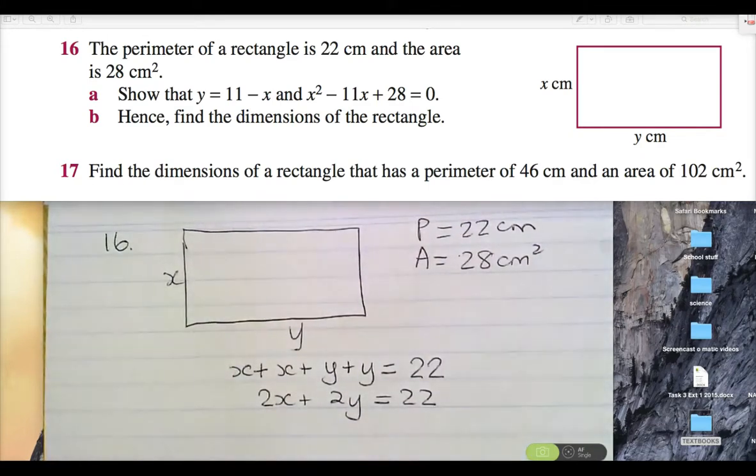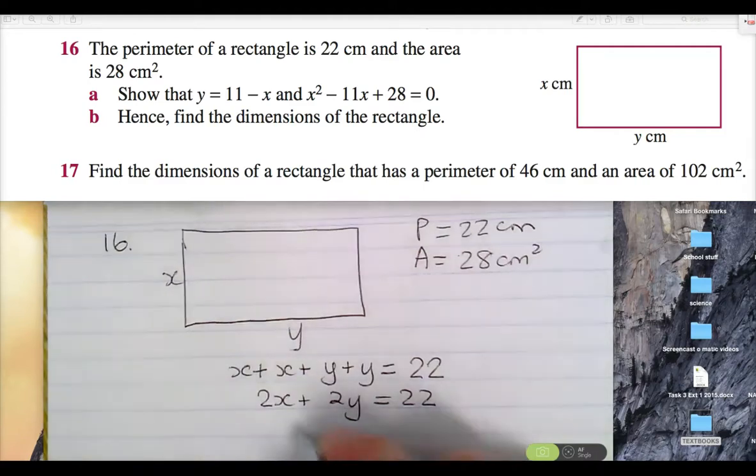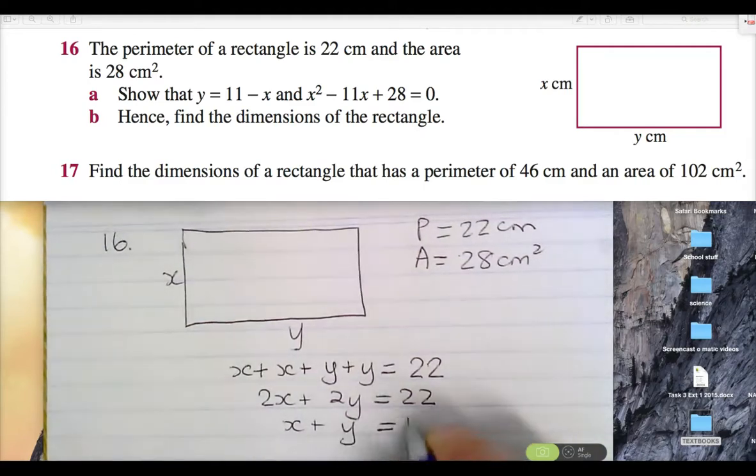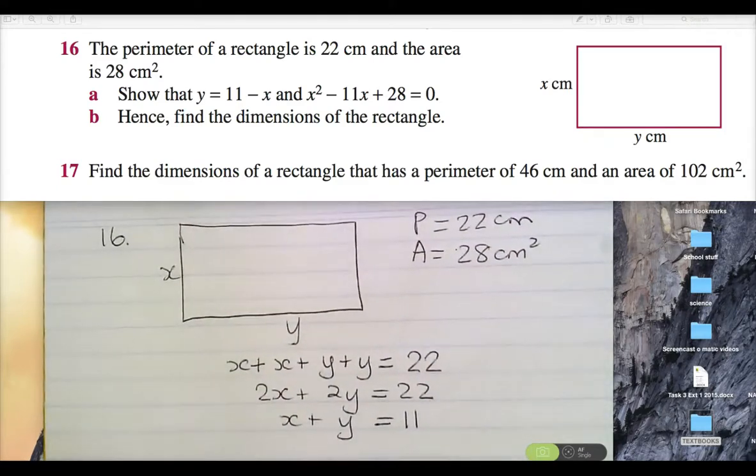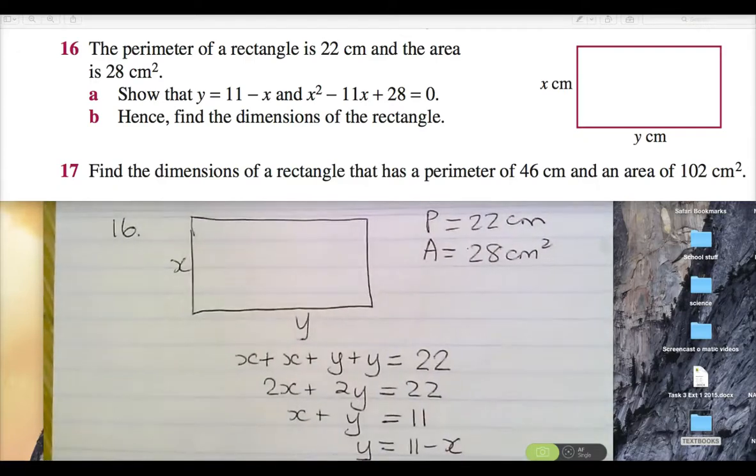Now what can you do with that? You can divide through by 2. X plus y equals 11. Good. And they're saying show that y equals 11 minus x. What do I just do now? Y equals 11 minus x. Girls, it's not hard. First one done.